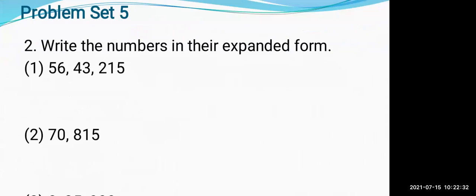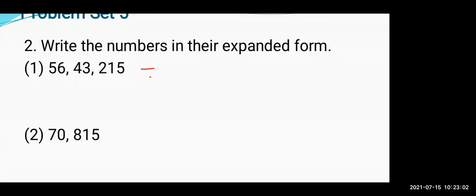Now in question number 2, what is question number 2? Write the numbers in their expanded form. I have explained you two types of how you are going to write the expanded form. Now here first it is given 56 lakh 43,215. Now this you have to write in the expanded form. Now how you are going to write it?